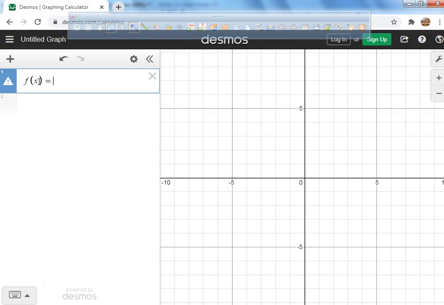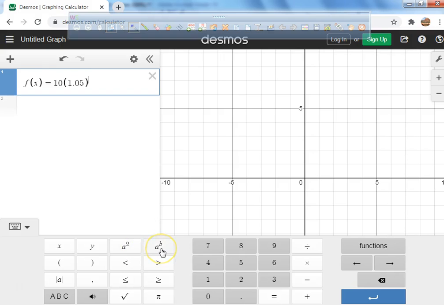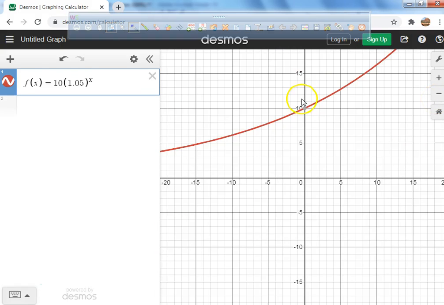f of x equals 10 parentheses 1.05 to the power. So how do we do the power? The little right here, the power of x. All right, I'm going to zoom out. You guys see right here? Our point is at a what? 0, 10. So let me tell you something.